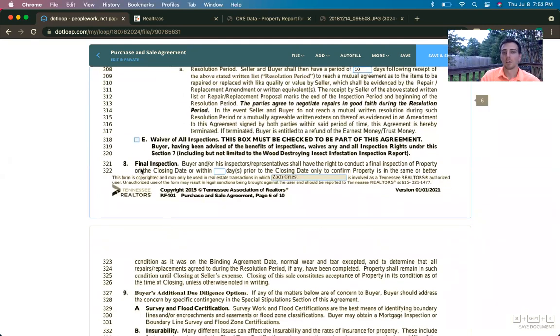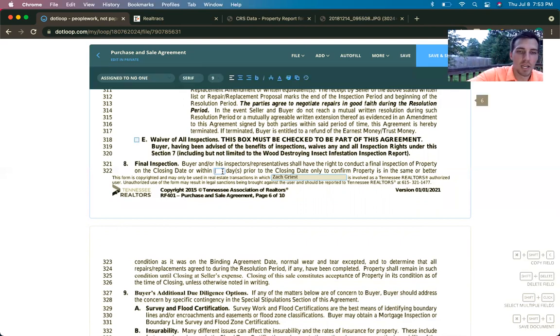Number 8. This is related to this section of inspections, but it is different. So final inspection. This is also talking about your walkthrough. Even if you waive your inspections, you still want a final inspection or walkthrough. So I would say, you could say 2 days, you could say 3 days prior to closing, only to confirm property is in the same or better condition as it was on the binding agreement date.